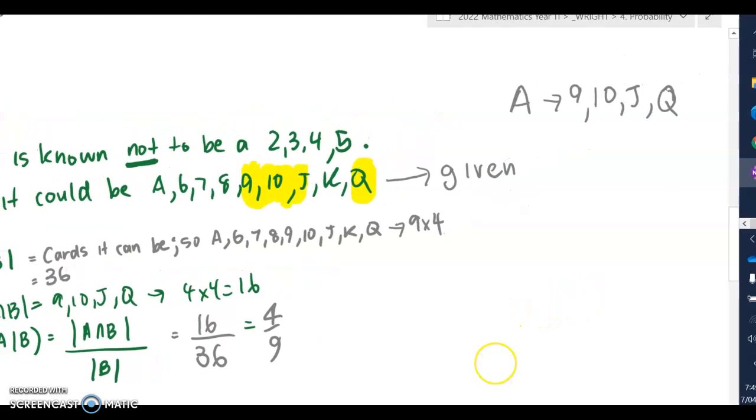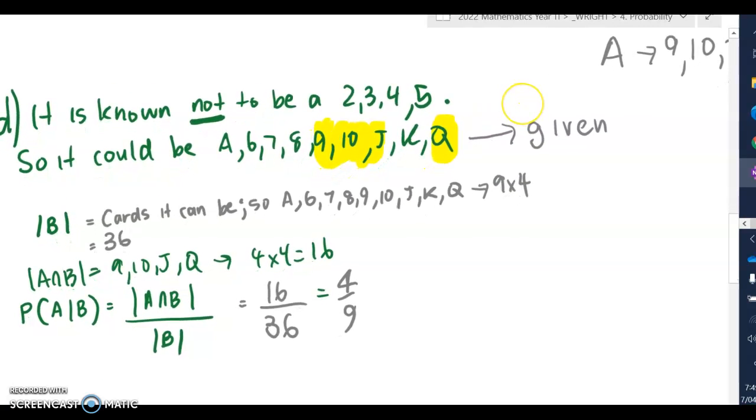And let's have a look at that. Well, we've got a 9, a 10, a jack, or queen as our A, and all of those are in our B. So there's 4 of them in the intersection in each suit. Remember we've still got to think of the spades, the clubs, the diamonds, and the hearts, because there's one of each of those 9, 10, jack, and queen in each of those 4 suits. So we've worked out that they're in the intersection. There's 4 different cards, 4 different suits. So 4 times 4 is 16. So our A and B gives us 16 cards. So let's think back to our formula.